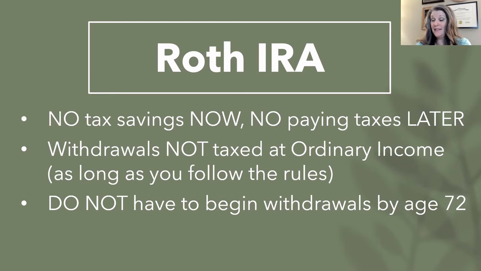So that means you could start by contributing $6,000 a year in your 30s, and it's going to grow and grow and grow tax-free. And then when you retire and go to pull the money out, it's tax-free, zero taxes. So I really do like it when people have both a traditional IRA and a Roth IRA, because the Roth IRA will give you freedom.